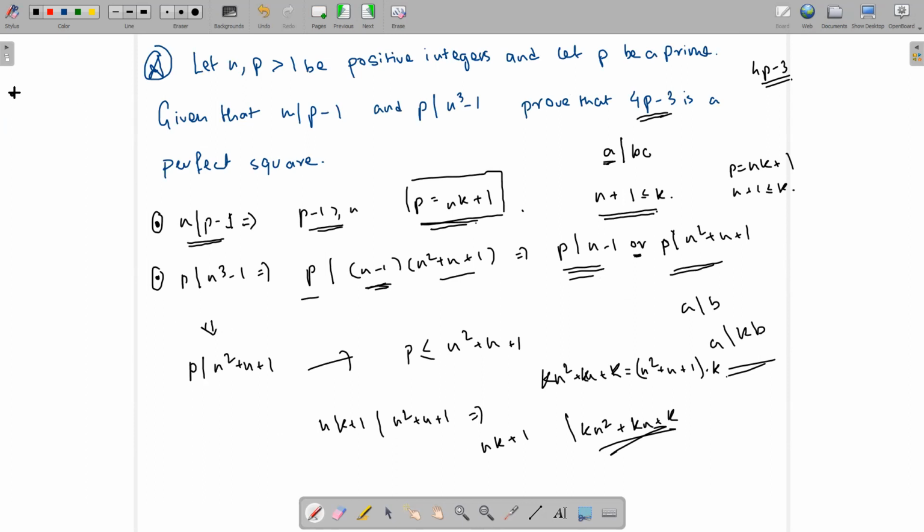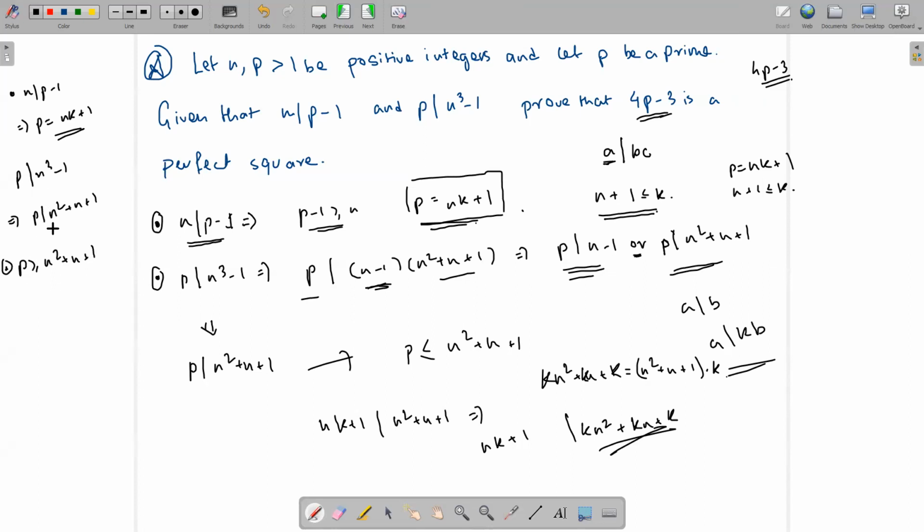So a quick synopsis, what just happened. So n divides p minus 1. This gives us p's of the form nk plus 1, right? And p divides nq minus 1. This gives us p divides n square plus n plus 1. Now, if you just plug this in and check all the inequalities, you will see that p is greater than or equal to n square plus n plus 1.